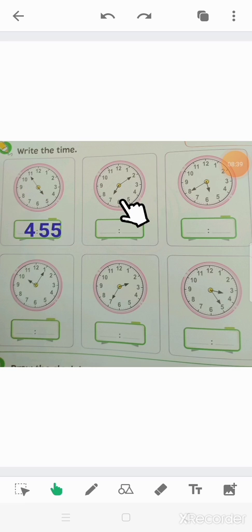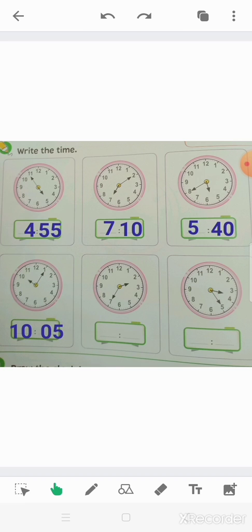Again, look here. The hour is 7. The minutes, 2 by 5 equals 10. Again, look here. The hour hand is between 6 and 5. We choose the smallest number. So we write 5. 8 by 5 equals 40. Look here. The hour hand points to 10. So I'm writing 10. 1 by 5 equals 5.